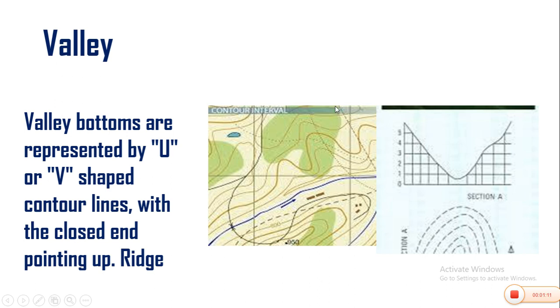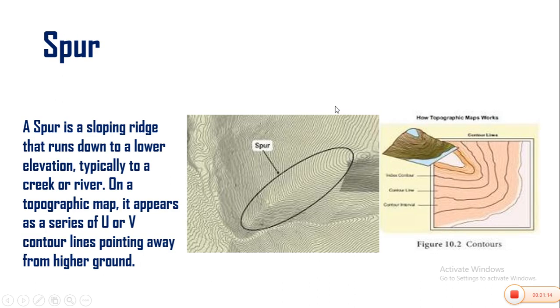Let's look at another feature, the spur. A spur is a sloping ridge that runs down to a lower elevation, typically to a creek or a river. On a topographic map, it appears as a series of U or V contour lines pointing away from a higher land. This is a spur.